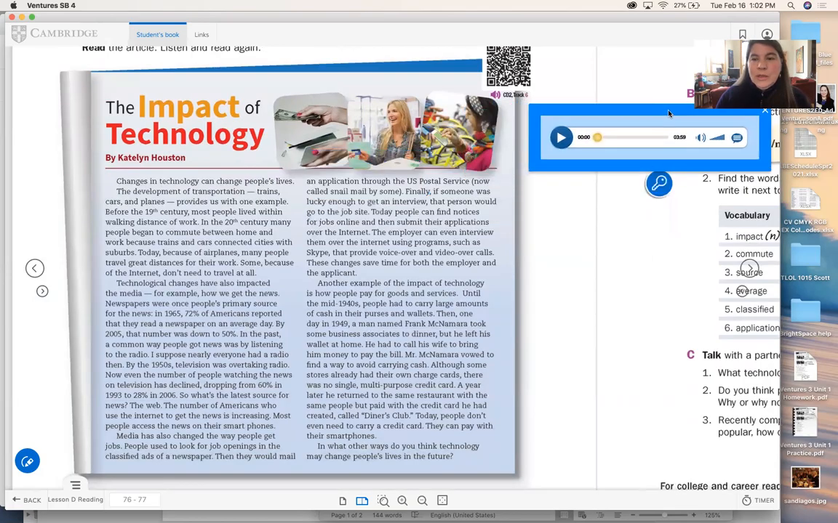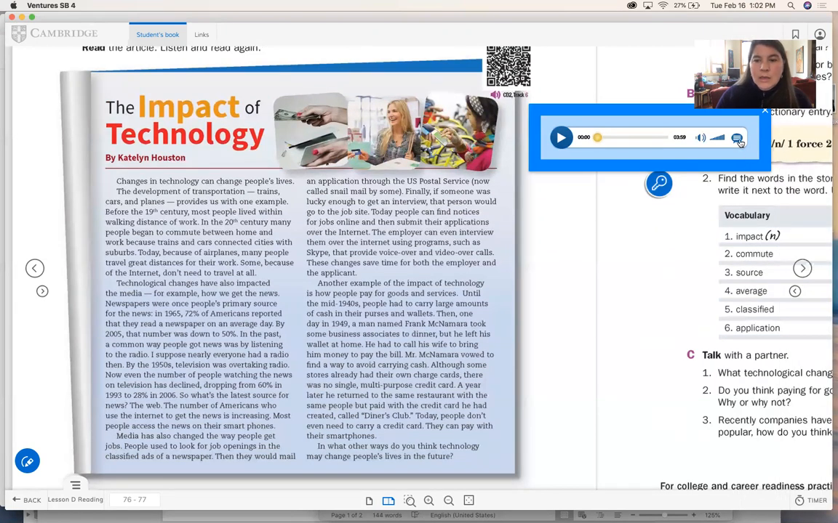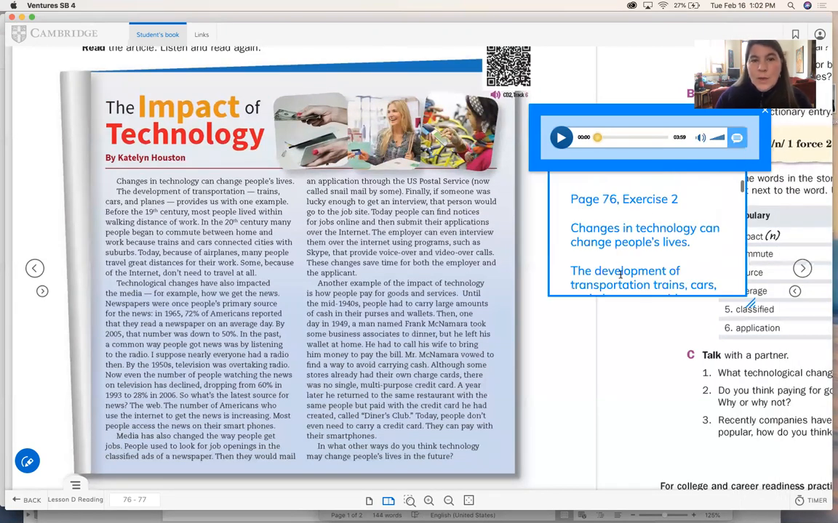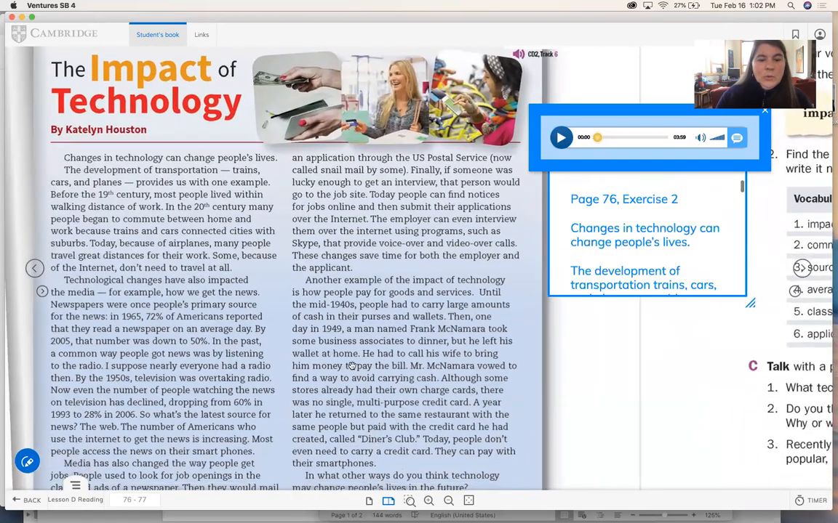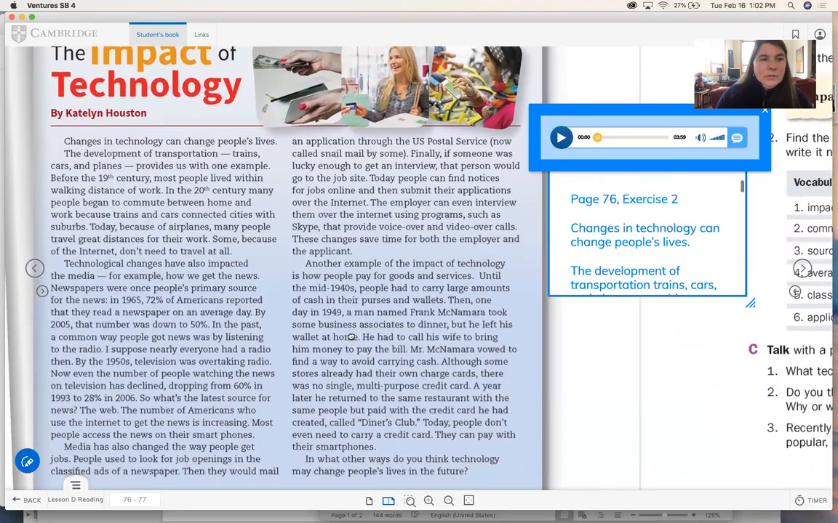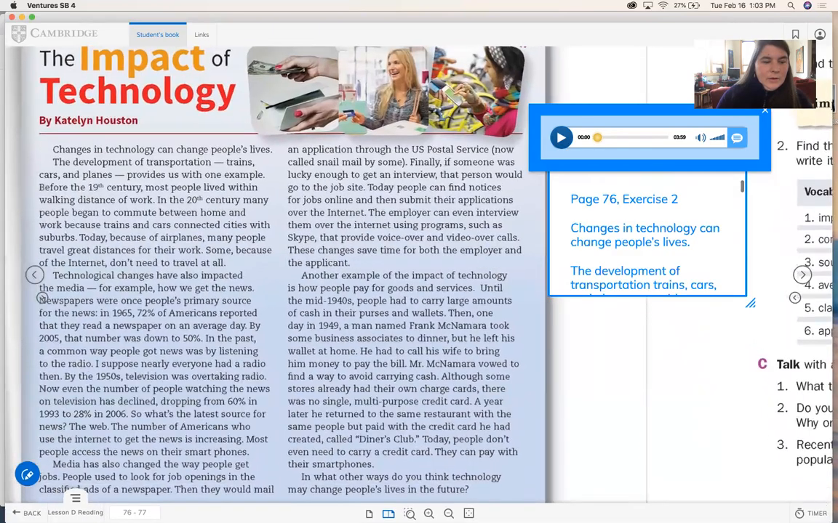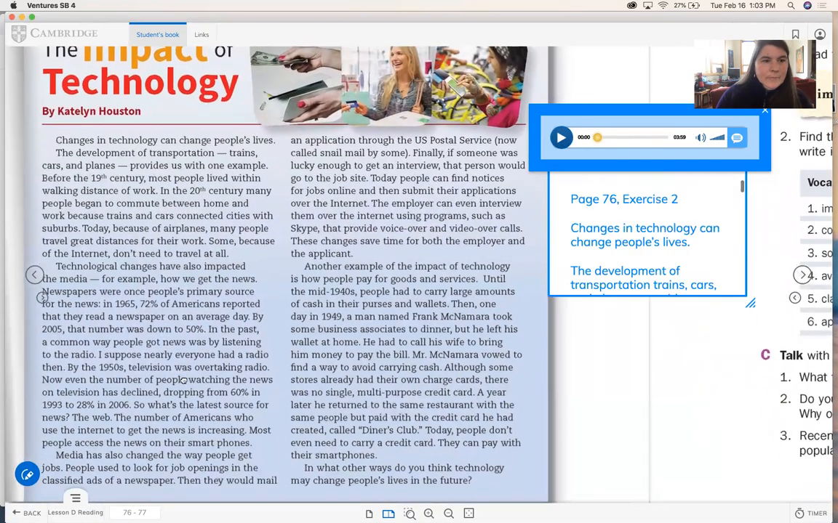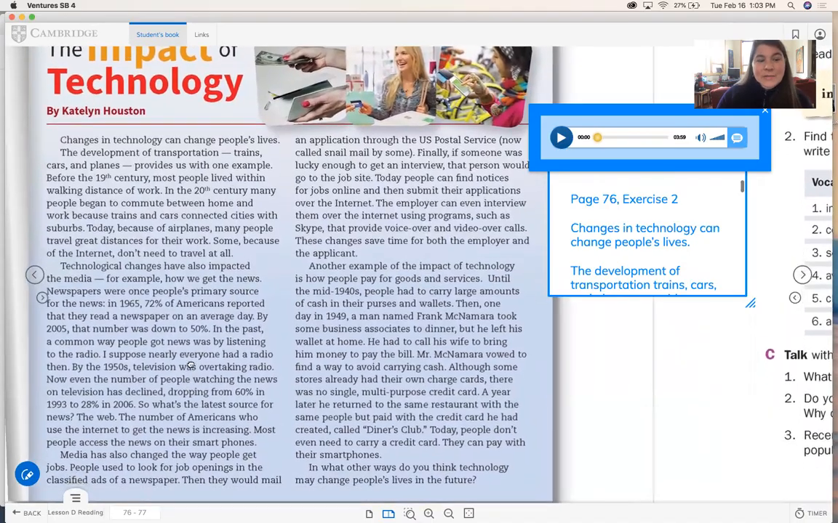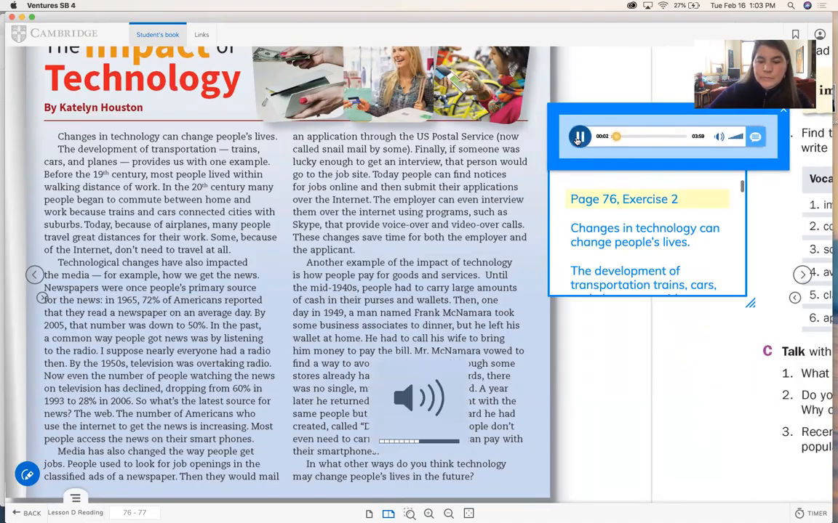I'm going to put this over here. And if you want to, you can read along here when it's highlighted, or you can read over here on the left if you don't want to do that. Let's see. I think that's big enough. I don't want to cover up that word classified. Let me make this a little bigger. Okay, the title is The Impact of Technology. Ready? Here we go. Page 76. Exercise 2.